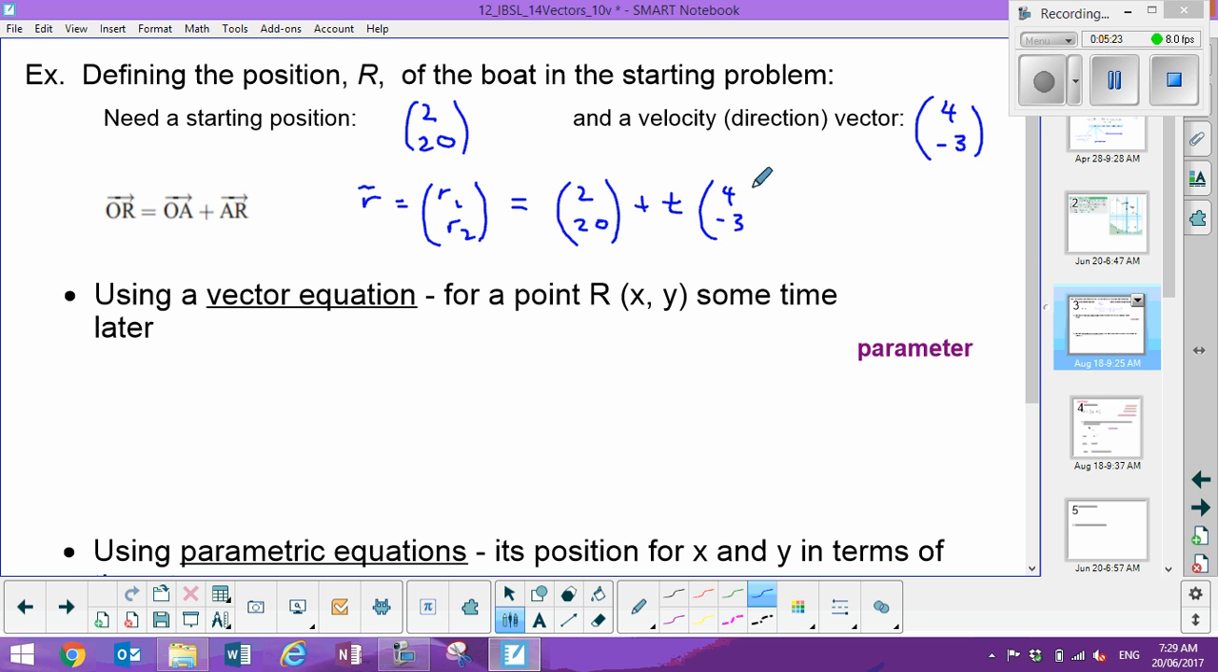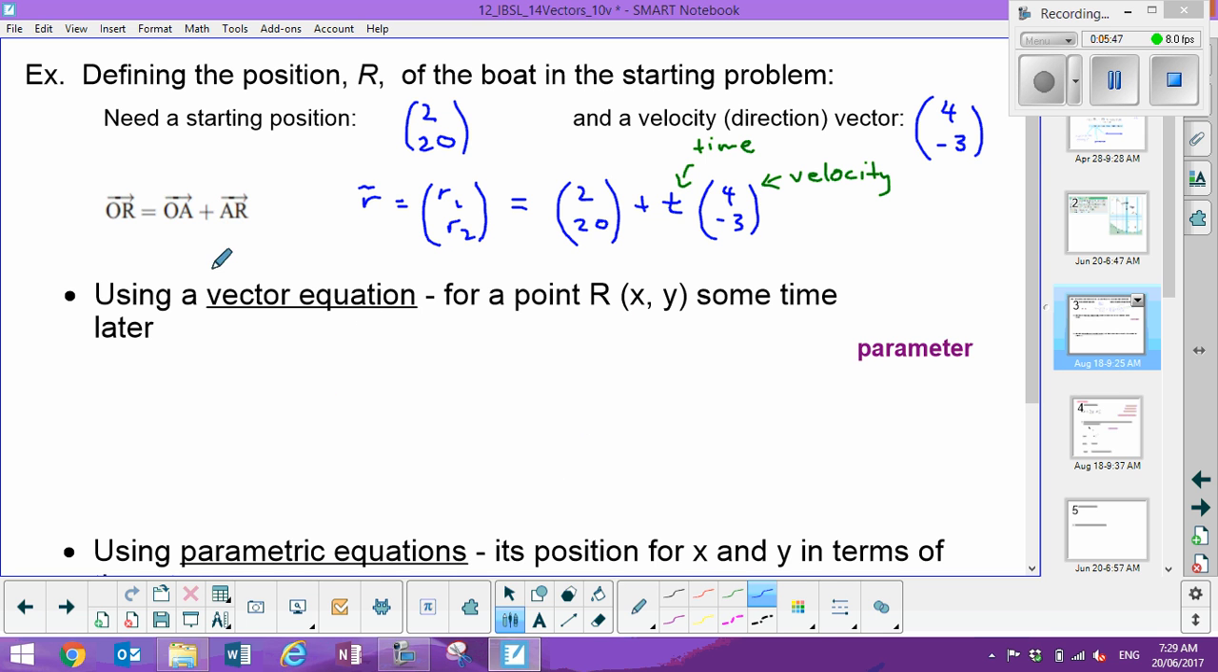Now we're going to do more looking at velocity later. We're going to see that this T is going to represent our time, because this is our velocity. But we'll come and look at that in more detail later, and we also looked a little bit at that in the first section.